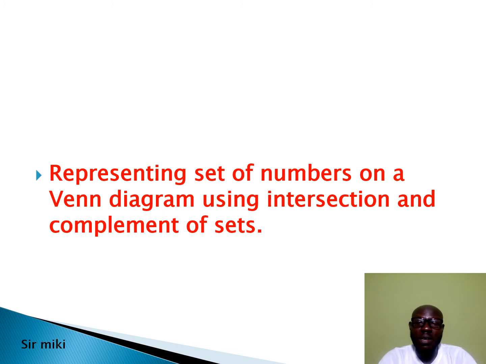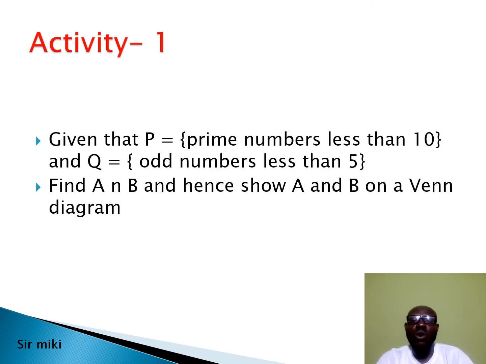Representing sets of numbers on a Venn diagram using intersection and complement of sets. Let's see what we have. Activity 1. What do we have over here? We are saying that given that P equals prime numbers, you know prime numbers already, less than 10, and Q equals odd numbers less than 5, we have to find P intersection Q and show P intersection Q on a Venn diagram.